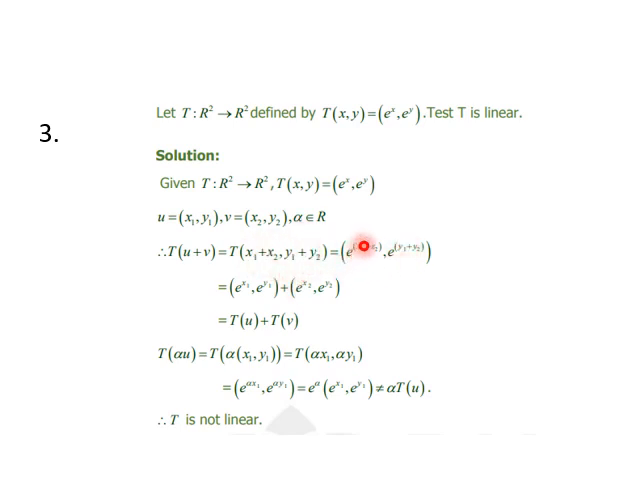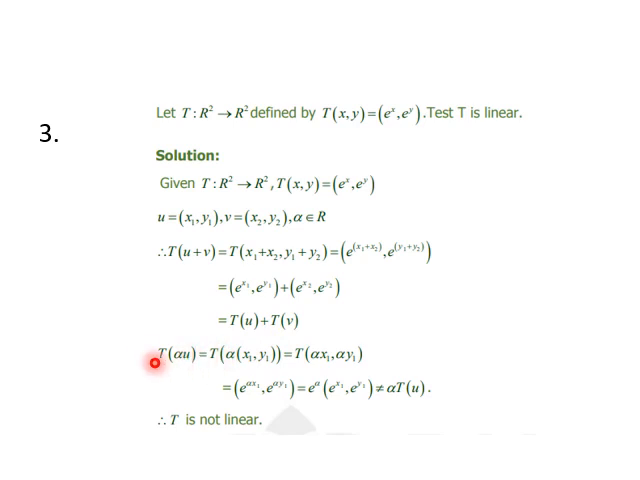Now e^(x1+x2) can be written as e^x1 into e^x2, and e^(y1+y2) can be written as e^y1 into e^y2, which you can break and write in this pattern. But what you have as the first one is T(u) and the second one is T(v).